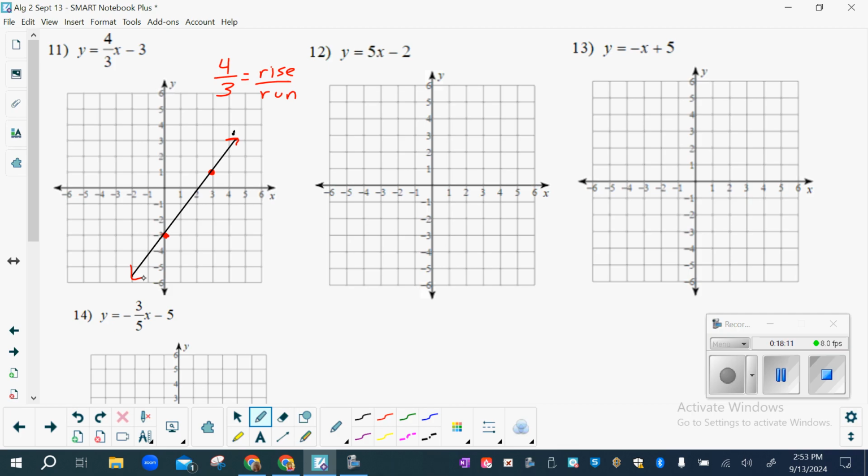Where do I start on number 12? What's my y-intercept on number 12? -2. So this right here is my y-intercept. I start at -2. My slope is 5, which is, Sunny already looked ahead. She knows she wants to have a fraction, so she made it 5/1. Very good. So now from that point, 5/1 is your rise over run. So we're going to rise up 1, 2, 3, 4, 5, and to the right 1.